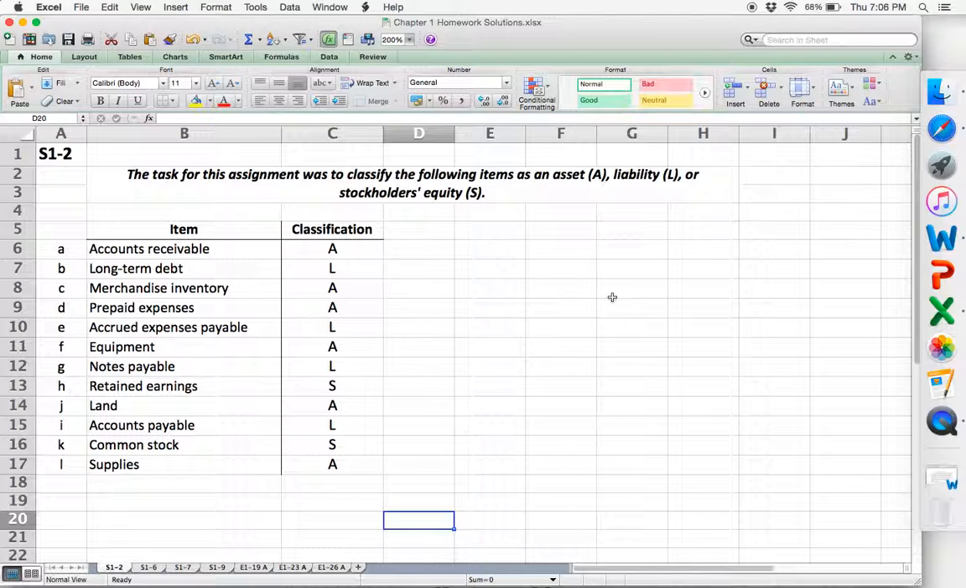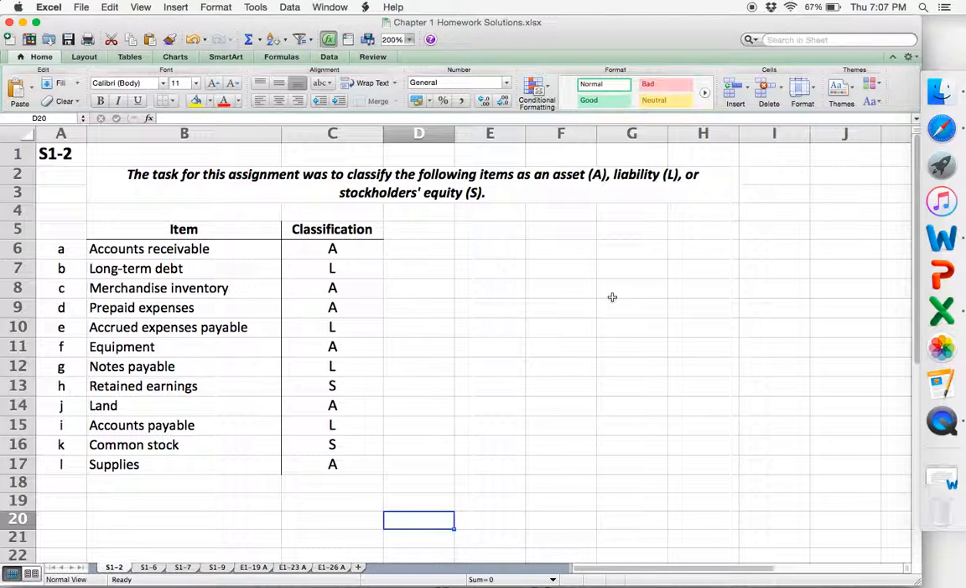S1-2, which asks us to classify the following items as either an asset, liability, or stockholders' equity. I think we got this pretty well during class, so I'll just quickly review this. Accounts receivable is considered an asset. Your long-term debt is a liability. Merchandise inventory is also an asset, as well as prepaid expenses. Accrued expenses payable is a liability.